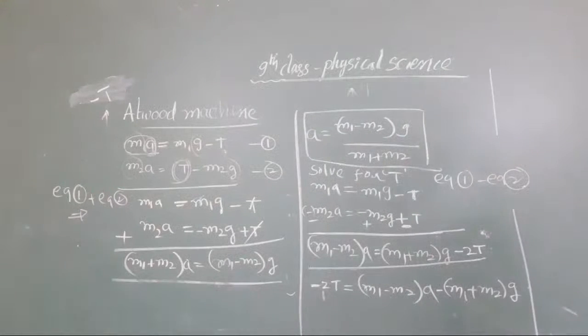It is also written as, taking minus as common for our convenience. It becomes minus of (m1 minus m2) into a, sorry, minus of (m1 minus m2)a, and plus (m1 plus m2) into g. It is also taken as (m1 plus m2) into g minus (m1 minus m2) into a, by 2, which is equal to T.